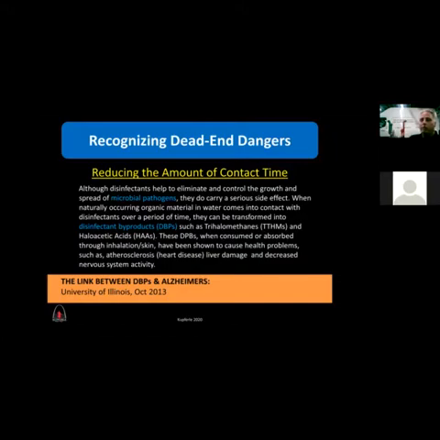And when those organic particles come into contact with chlorine, chlorine transforms those particles into toxins that we call disinfection byproducts: trihalomethanes and haloacetic acids. When consumed over a period of time, they can cause liver cancer, heart disease, nervous system activity decrease. They even think there might be a link between Alzheimer's and disinfection byproducts.